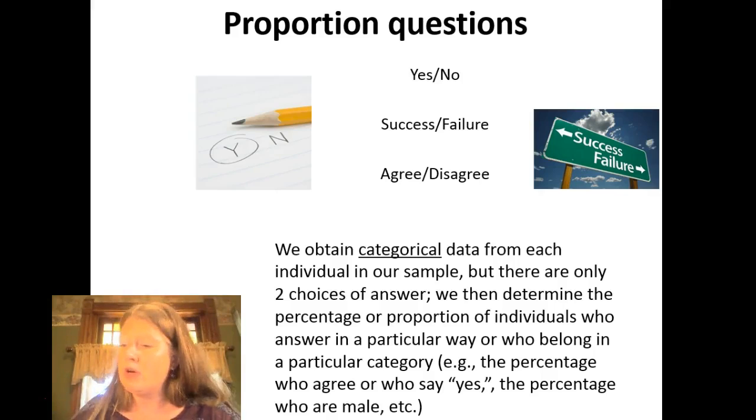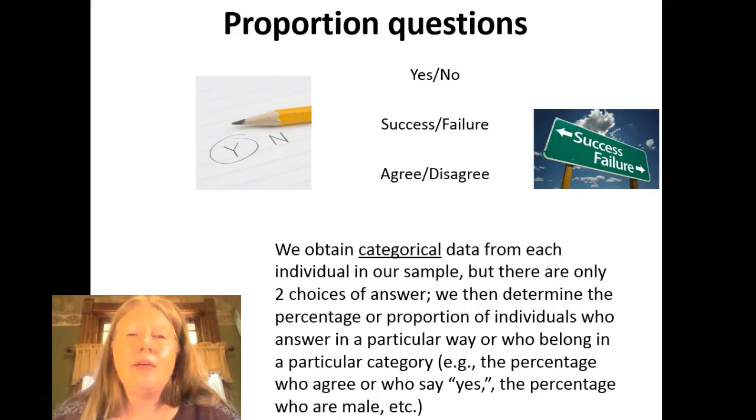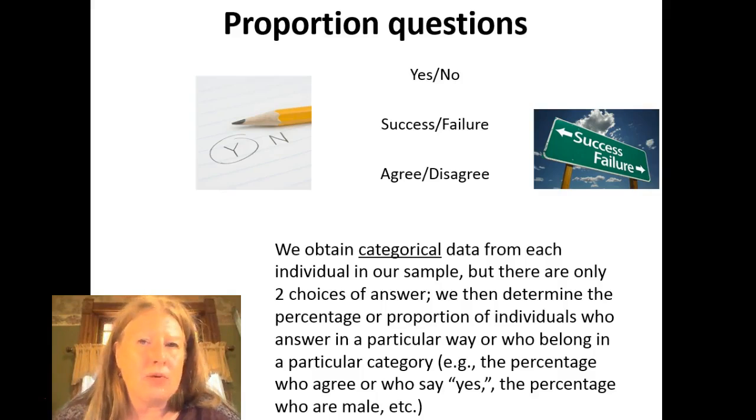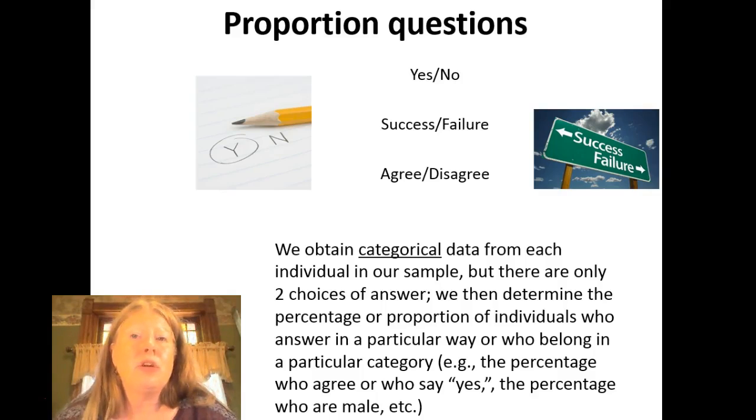So in terms of proportions, if you have a proportion, it means the original question that you were asking was categorical in nature, or would lead to a categorical response. It would lead to something like a yes-no response. It would lead to determining success or failure. It would lead to maybe agreeing or disagreeing.